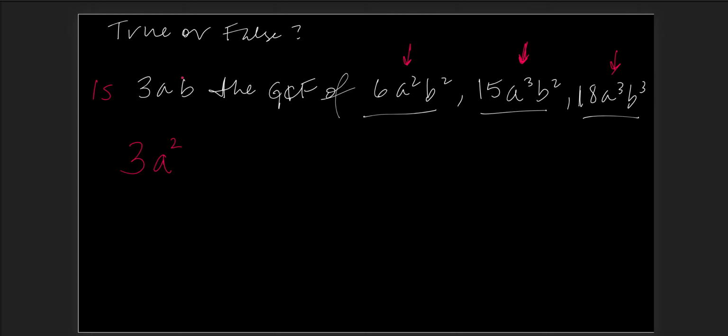Same thing for the B's now. We got to check the B's. So already I can see this question is false because it's saying 3AB is it, but A squared it should be. So with the B's, here's the B's. This one has 2 B's, this one has 2 B's, and this one has 3 B's. And you have to ask, what's the greatest number of B's that each have in common? This has 2, this has 2, this has 3. So they each have 2 B's in common. So that's totally false. So false is the answer for this one. So 3AB is not the GCF. This is the GCF here.